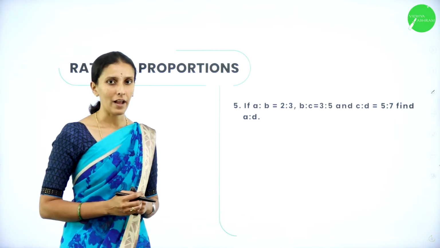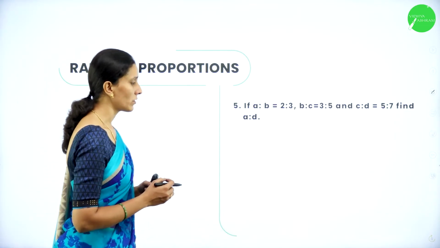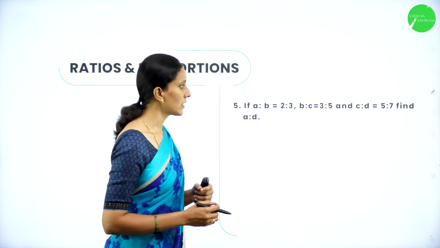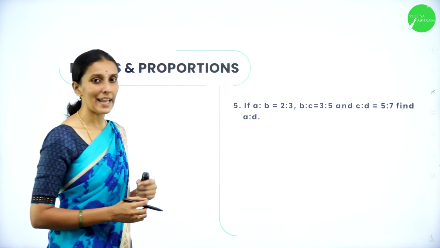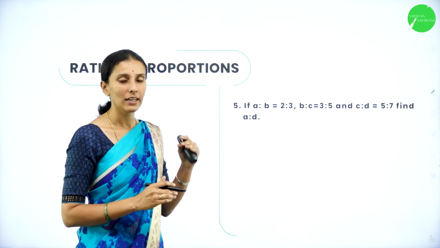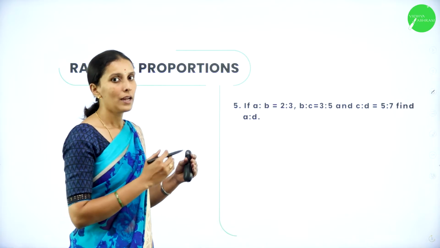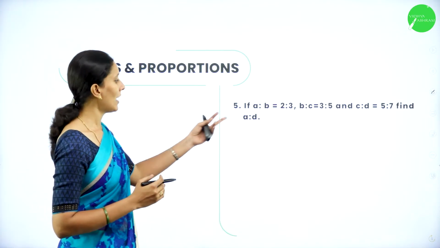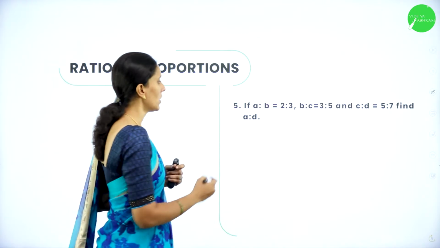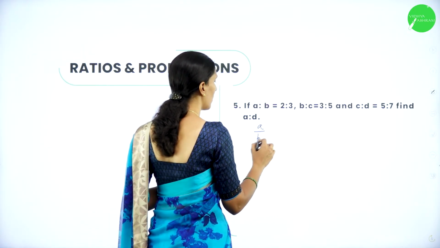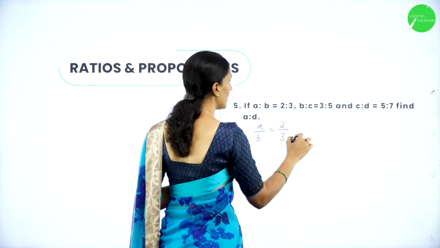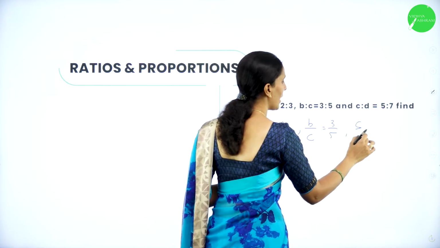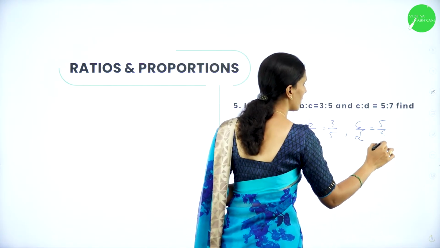Question number 5. If A is to B is 2 is to 3, B is to C is equal to 3 is to 5 and C is to D is equal to 5 is to 7, find A is to D. So let me write all the ratios in the fraction form and let me verify whether all the B, C values are the same. Then I'll write the new ratio A is to D. So what is A by B? It is 2 by 3. And here what is B by C? It is 3 by 5. Here what is C by D? Here it is 5 by 7.